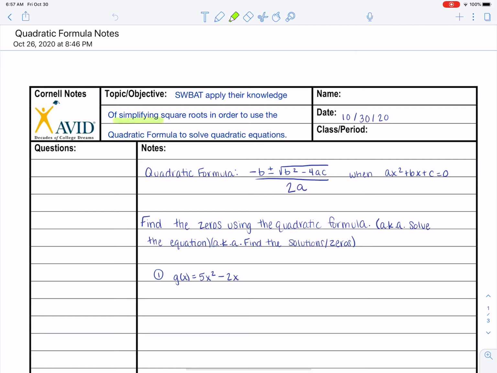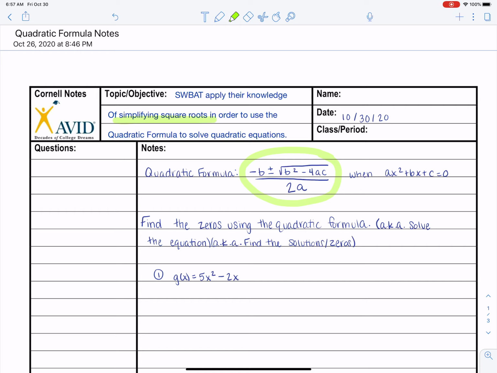So you now know how to simplify a lot of types of square roots. That's the part that we're going to add to this today. All right, so you're going to use the same quadratic formula you used before. The quadratic formula is negative b plus or minus the square root of b squared minus 4ac, all over 2a.